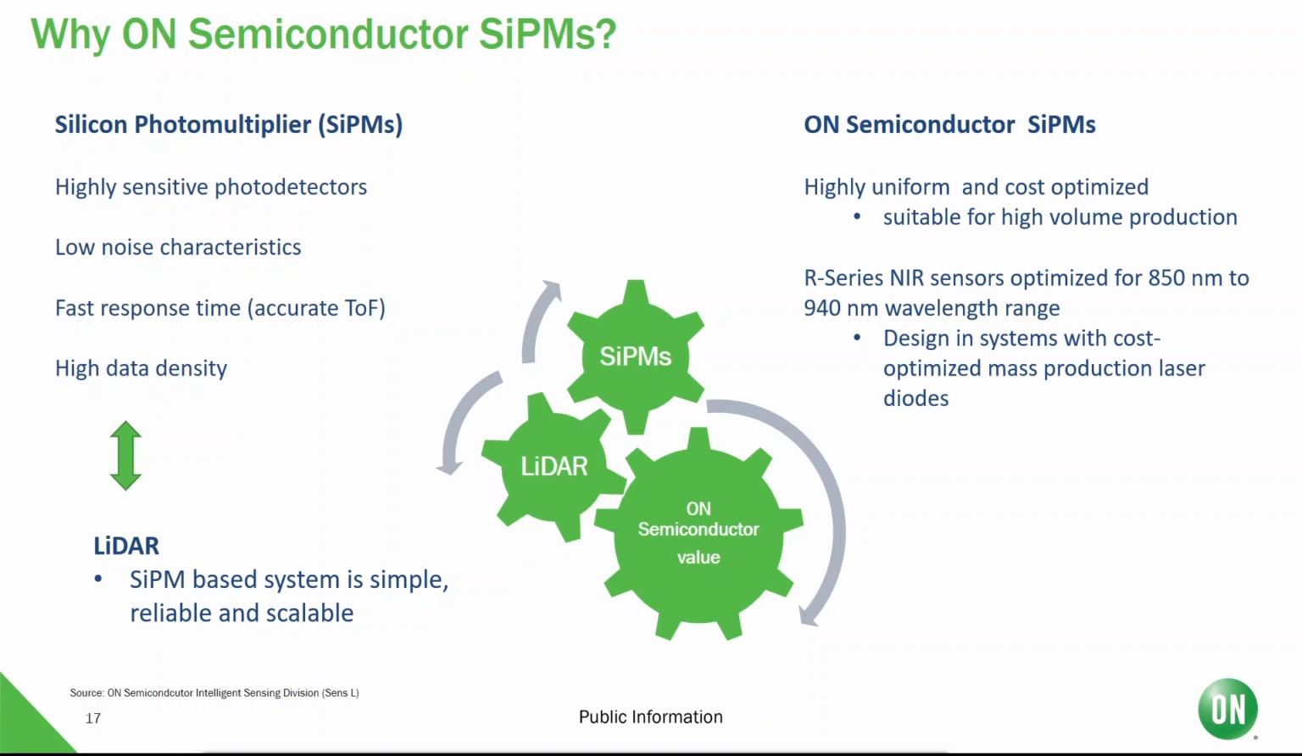ON Semiconductor has developed a family of SiPM devices that make use of these features to provide cost-optimized solutions with market-leading reliability. And our R-series range of sensors are specifically designed for use in NIR LiDAR with lasers in the 850 nanometer to 905 nanometer range.